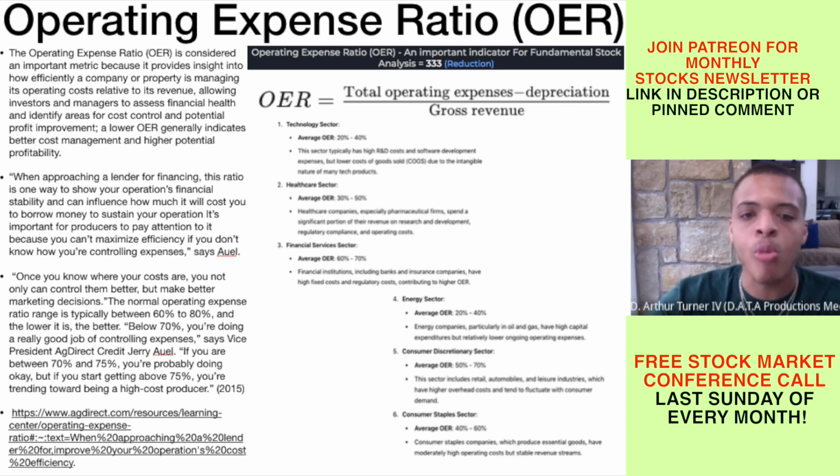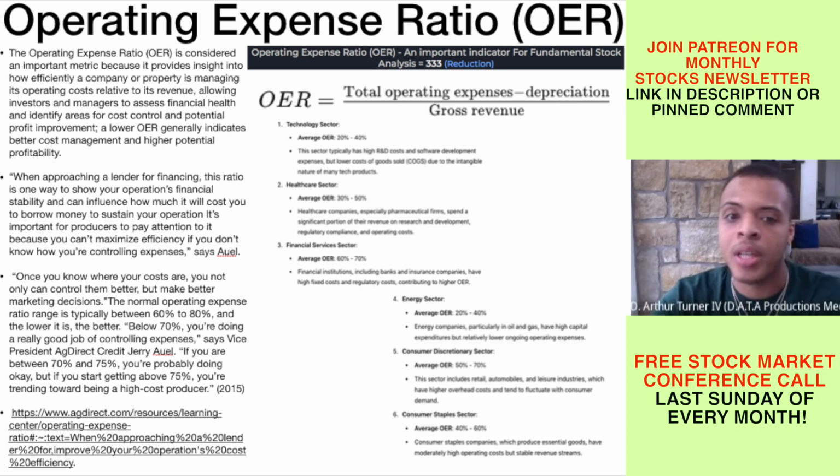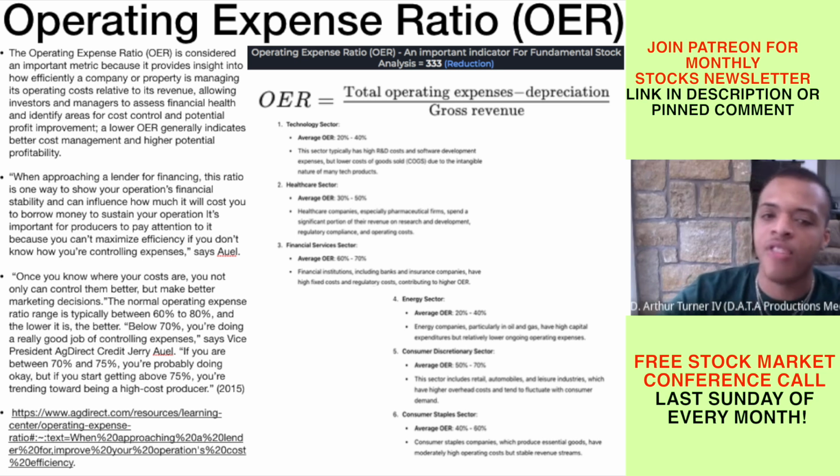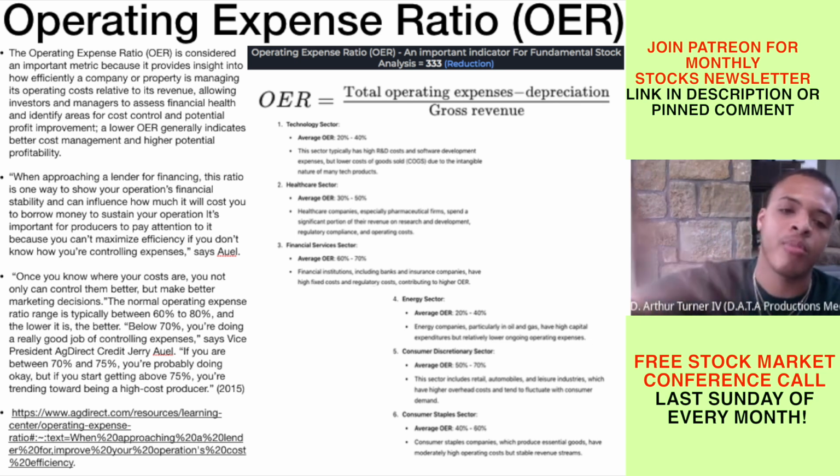decisions. The normal operating expense ratio range is typically between 60 to 80%, and the lower it is, the better. Below 70%, you're doing a really good job of controlling expenses, says Vice President of AgDirect Credit Jerry Arl. If you're between 70 to 75%, you're probably doing okay. But if you start getting above that 75%, you're trending towards being a high-cost producer. And nobody wants to be a high-cost producer in the business world because that's taking money away from you.